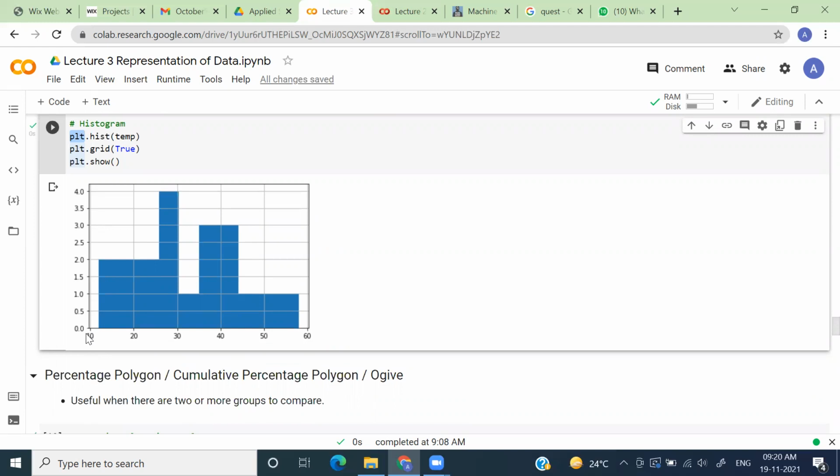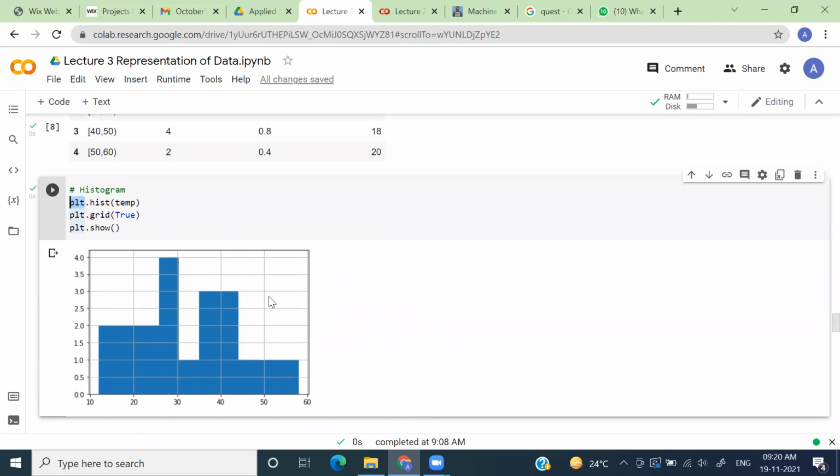Now you can see that the most common temperature was somewhere between 26 to 30, because for this range the height of the bar is maximum. I'm sure you must have seen a histogram many times earlier. So this is the histogram. We'll see histograms many times in upcoming lectures also, but just for the sake of completion, this is the histogram.